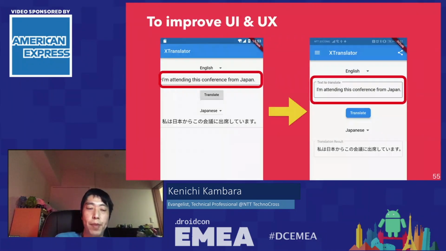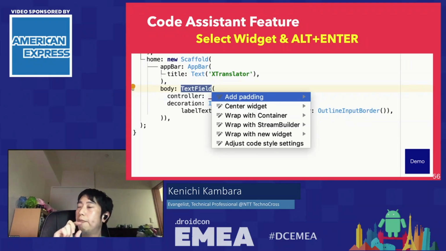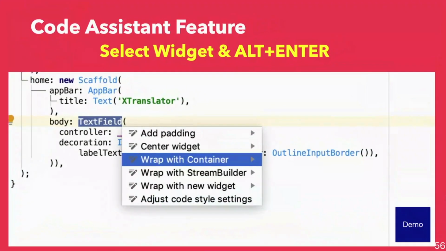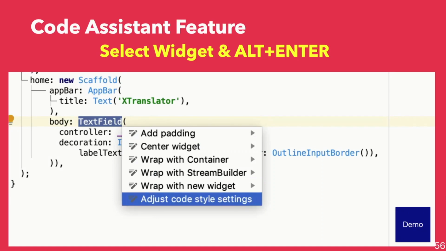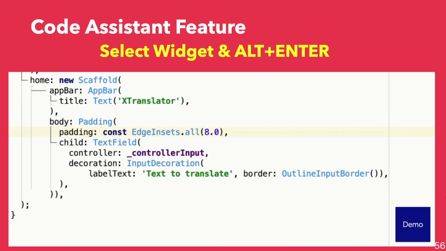And one more topic, to improve our user interface and user experience, I must customize user interface. I'd like to show some demonstration. I'd like to add some padding around text field by using this feature, select widget, and only tapping in the menu, I can easily add padding around text field.